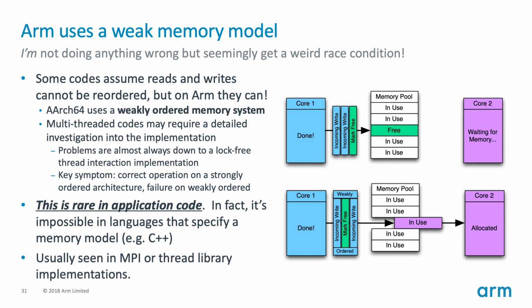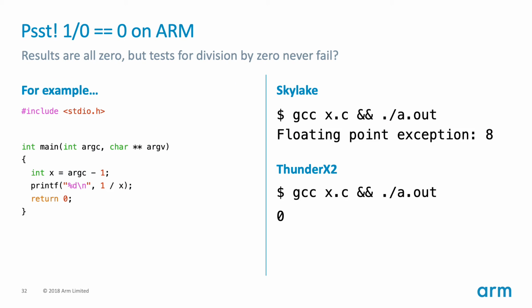If you're developing a user level threading library, then you should be aware of this. You might have to think about adding some explicit barriers between loads and stores to make sure things are happening in the order that you need. But again, generally for application developers, this is not a problem you'll see in the real world.